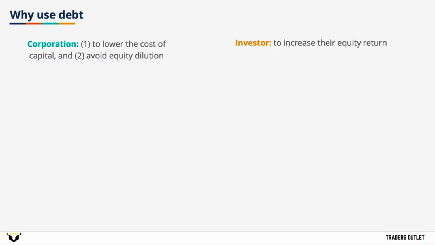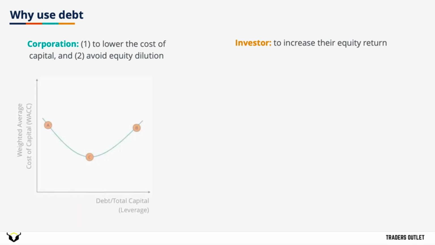We can look at the use of debt from two different lenses. The first is from the corporation's point of view, and they use debt for two reasons. One is to lower their cost of capital, and the other is to avoid equity dilution. So that's from the point of view of the person that is raising money and using the debt for their operation of their business. The other lens that we can look at it through is from an investor's perspective. An investor may use debt to increase their equity return, so they have to put down as little equity as possible and fund the rest with debt. So let's take a closer look at what we mean with some examples.